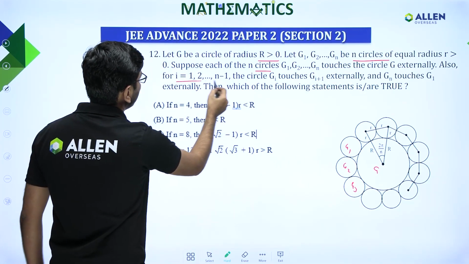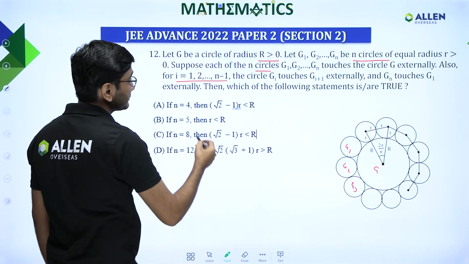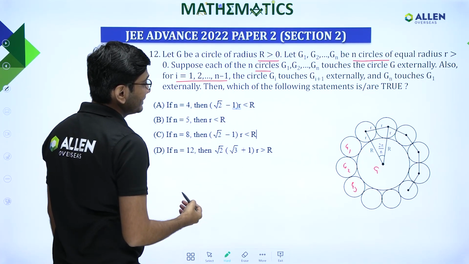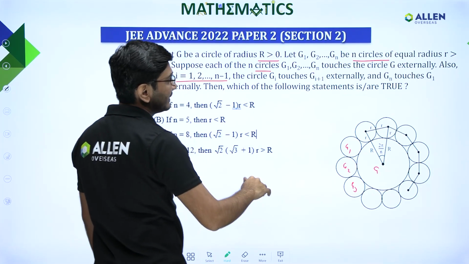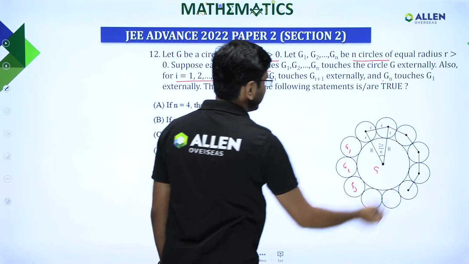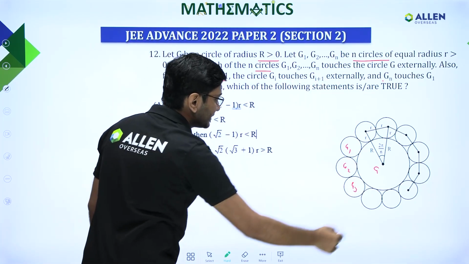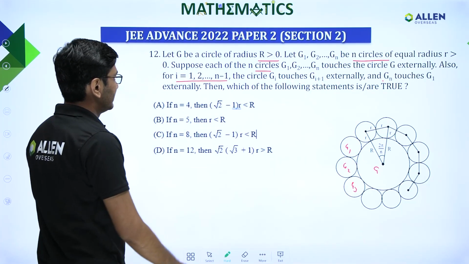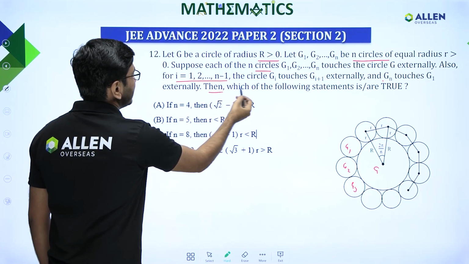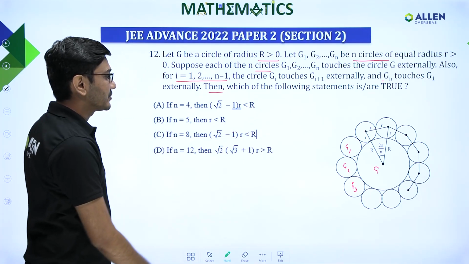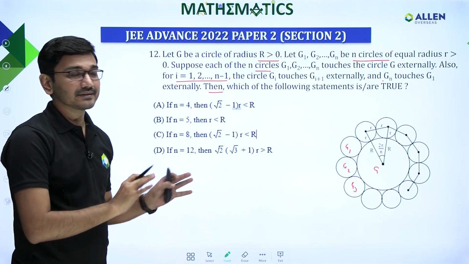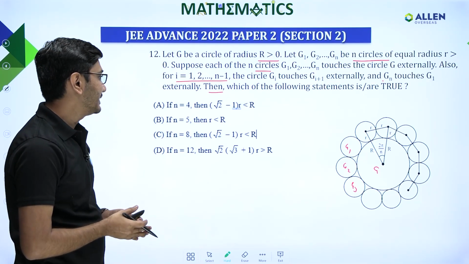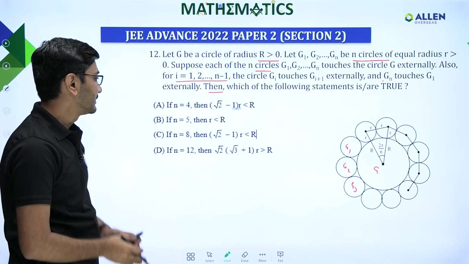Also, for i equal to 1, 2, 3 up to n minus 1, the circle Gi touches Gi plus 1, meaning every circle touches its next circle, and the last circle Gn also touches G1, meaning they are touching each other in a cyclic way one after the other. Okay. Then which of the following statements is true? So, we have drawn the diagram for this question, and from this diagram we will see which of the following options will be correct.